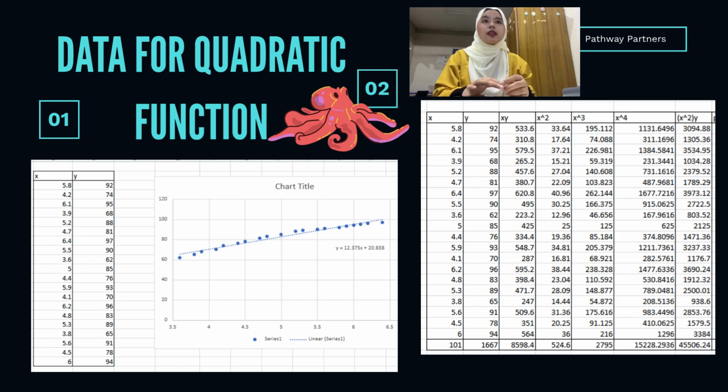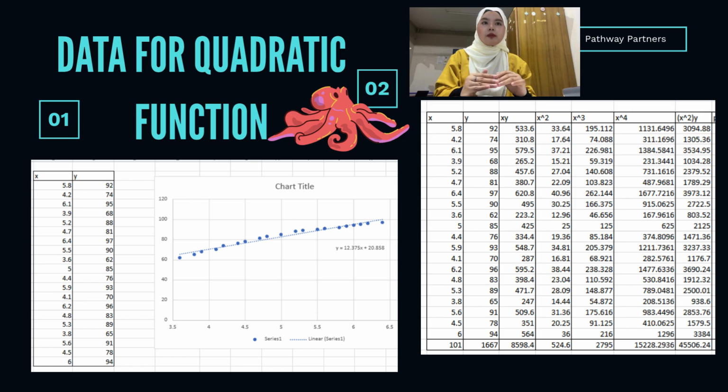Alright, now let's move to data for quadratic function. This slide presents our data sets for the quadratic function analysis. On the left, we have plotted our initial XY data points along with a linear trend line. On the right, we have prepared a full calculation table extending our variables to include xy, x squared, x cubed, and x to the power of 4.